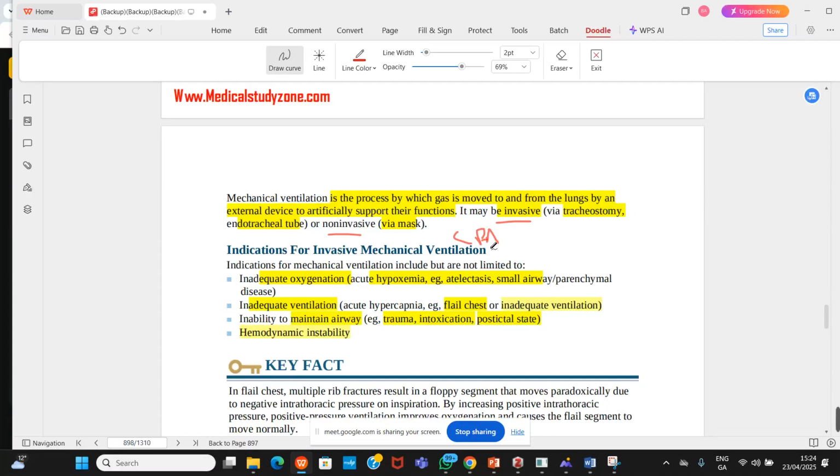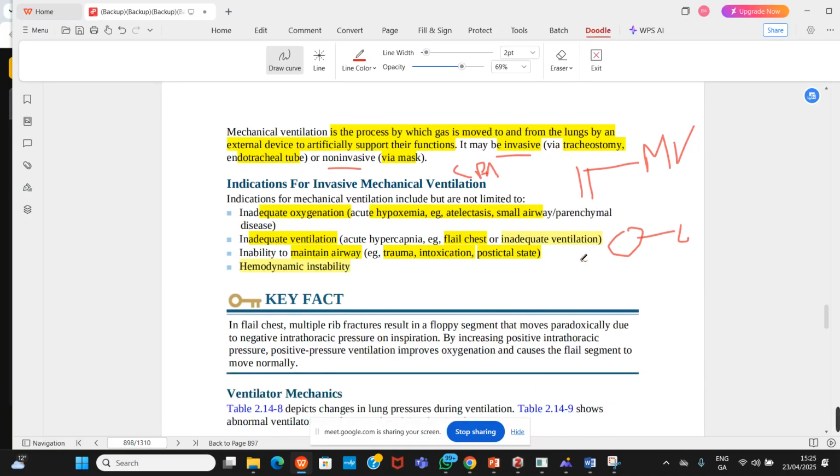If you intubate, you connect that intubated patient to a mechanical ventilator. If you did not intubate somebody and you apply a CPAP machine, that is still a form of mechanical ventilation. So that is what I want to say. Using intubation connected to a mechanical ventilator machine, that is invasive mechanical ventilation. But if you just apply a mask connected to a CPAP machine, that is non-invasive mechanical ventilation.